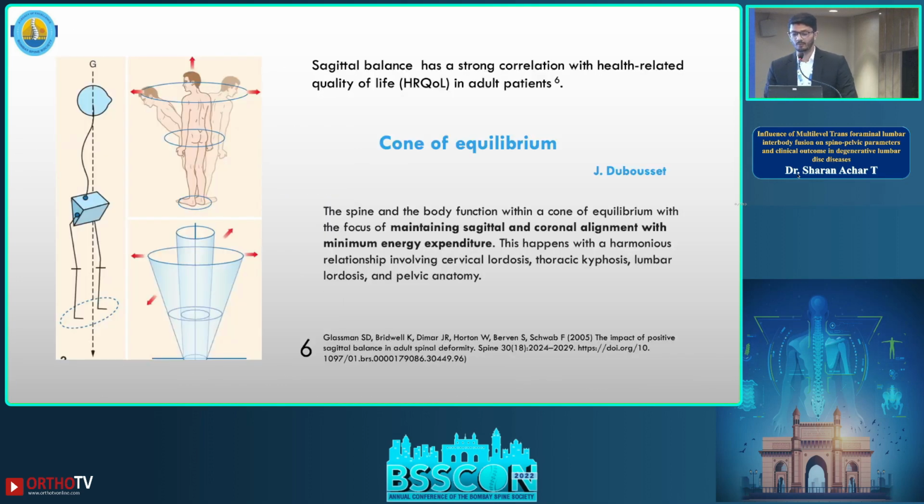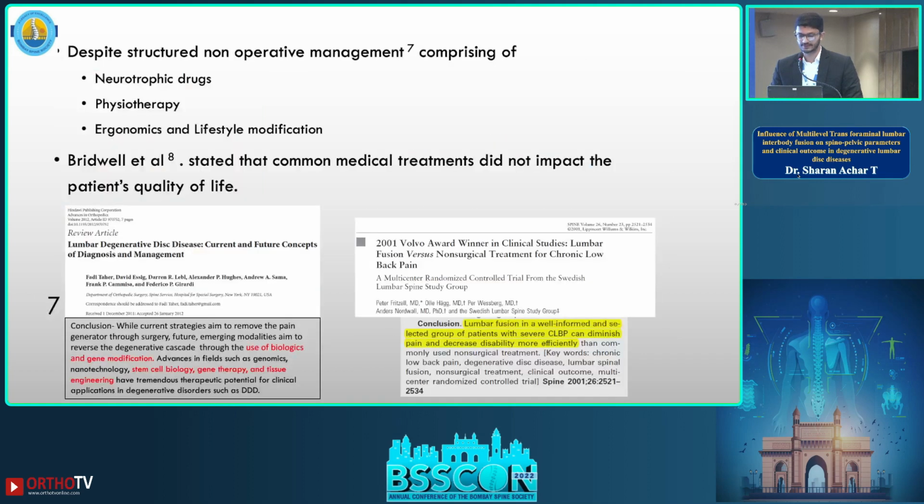As suggested by Dubousset, the spine and the body function within the cone of equilibrium with the focus of maintaining the sagittal and the coronal alignment with minimal energy expenditure. Thus, the sagittal balance has a strong correlation with health-related quality of life in adult patients.